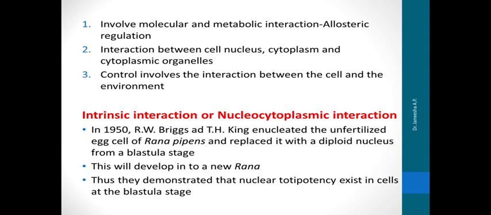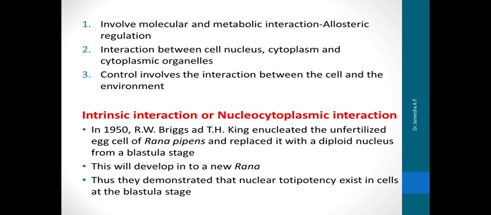First, we are going to see the intrinsic interaction, or the nucleocytoplasmic interaction. There is an experiment carried out by Briggs and King in 1950. They enucleated the unfertilized egg of Rana pipiens and replaced it with a diploid nucleus from the blastula stage. So they had an unfertilized egg, enucleated it, and replaced it with a nucleus from a blastula stage.